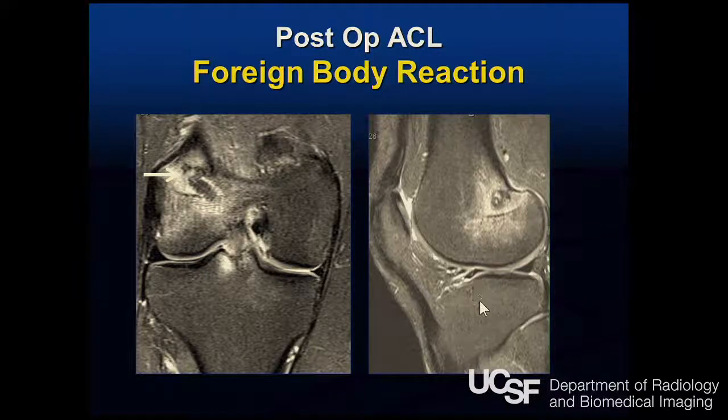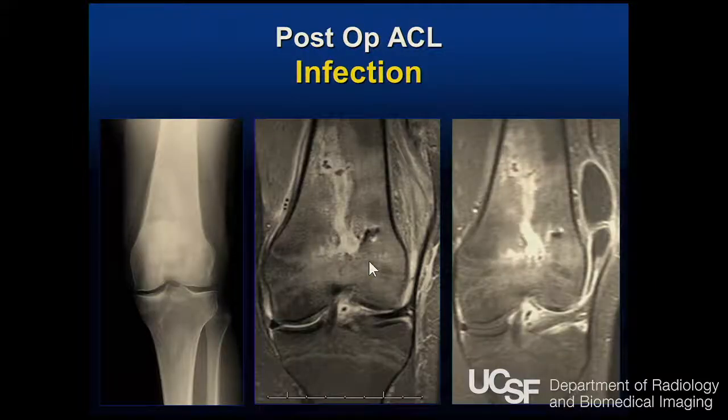Foreign body reactions, again, while rare, won't typically have intraosseous fluid. They won't typically decompress into abscesses in the surrounding soft tissues. So when you see something like this, just remember to have a differential: foreign body reaction and/or infection. Here's a case of infection.